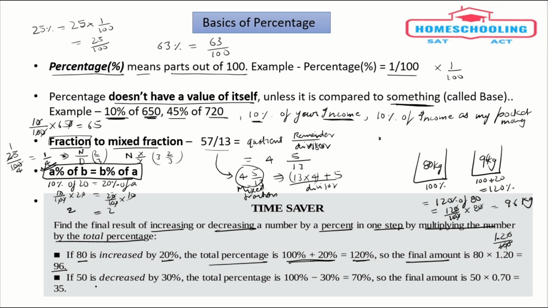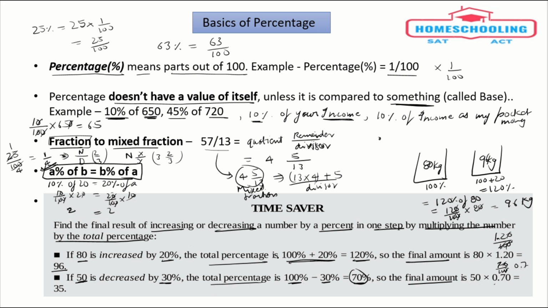Similarly, if something is decreased by 30%, so if 50 is decreased by 30%, originally it was how much? 100%. Now it has been decreased by 30%. So after decreasing, it would be 100 minus 30, that would be 70%. So the final amount would be how much? 70% of 50. So 70% can also be written in decimal as 0.7. So 0.7 into 50.